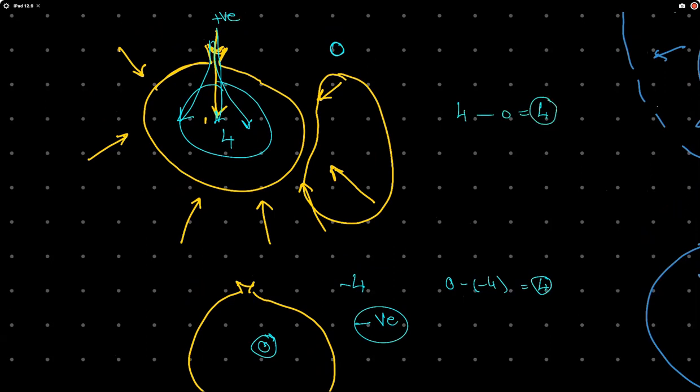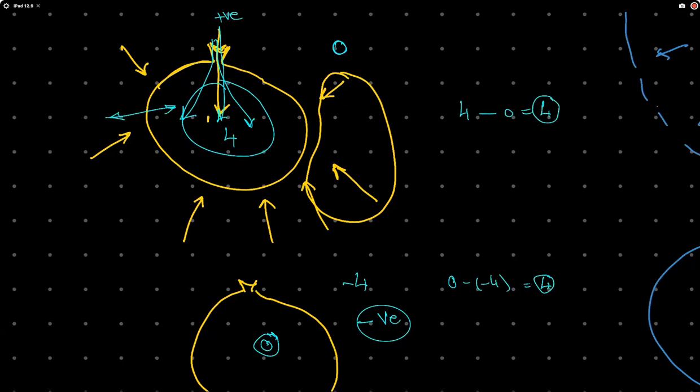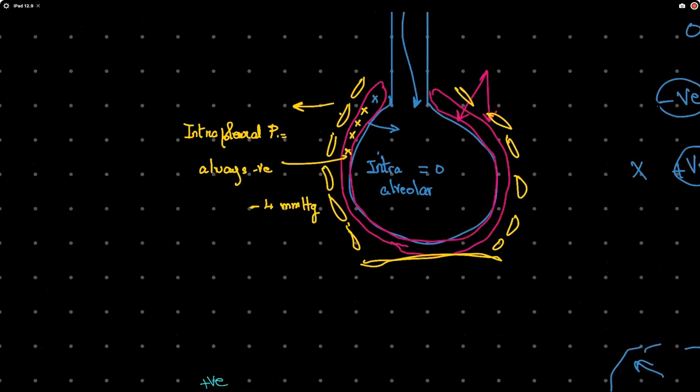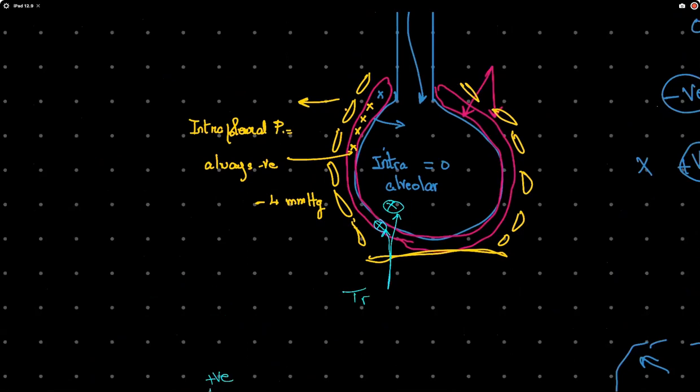So what keeps this balloon inflated? It's the difference between the pressure on the inside and the pressure on the outside. We call this the transpulmonary pressure. So the transpulmonary pressure is simply the difference between the pressure inside and the pressure on the outside. The difference between those two is what determines whether the lung is inflated or deflated. Again, we call this the transpulmonary pressure.